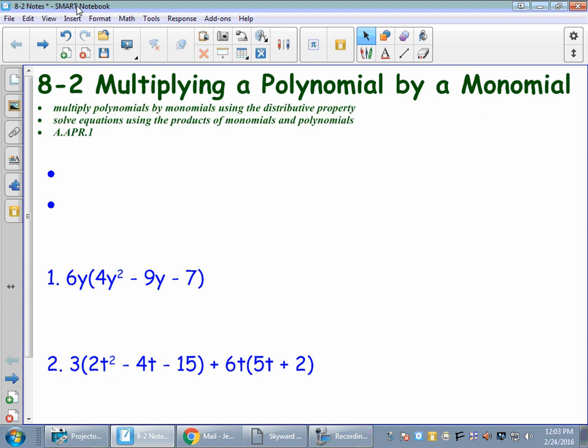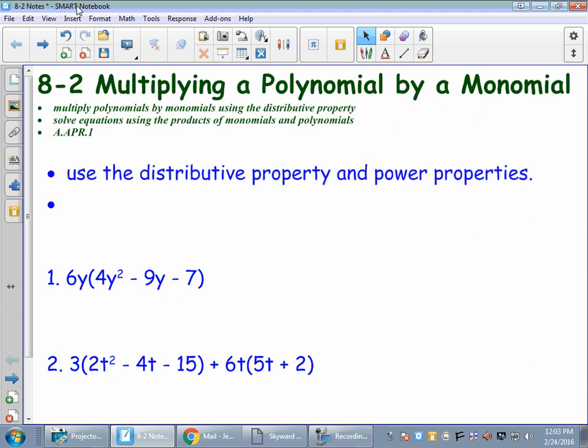But then also there's going to be times where we're combining like terms, and so then you leave the exponents alone. So it's going to be a little tricky. Slow down. Haste makes waste, and if you take your time, you should be pretty successful with this. It builds off of an old concept, the distributive property and power properties.